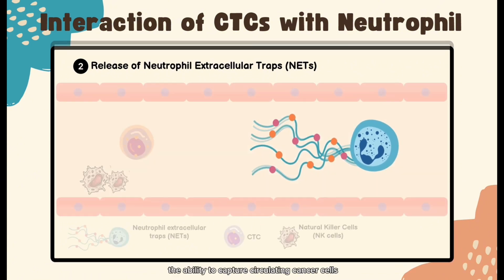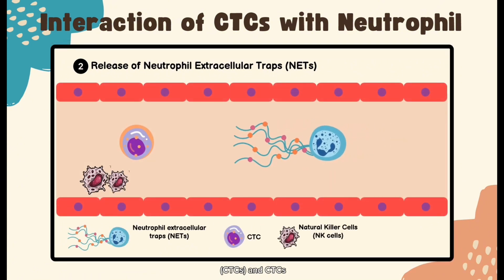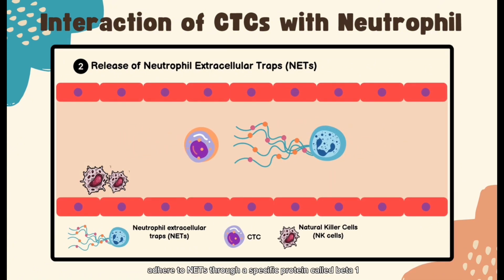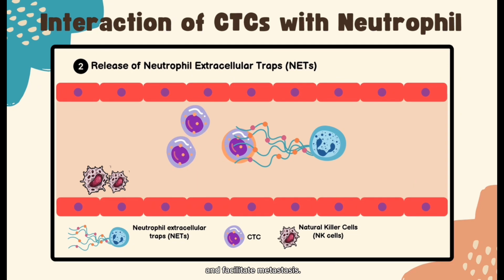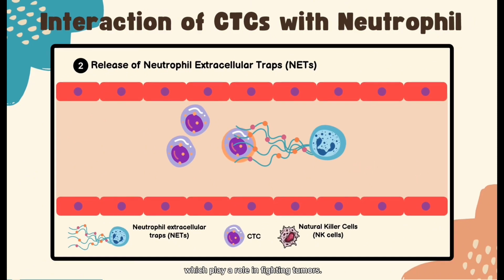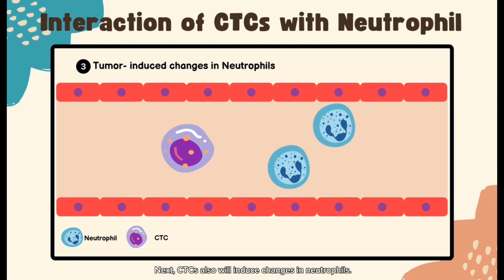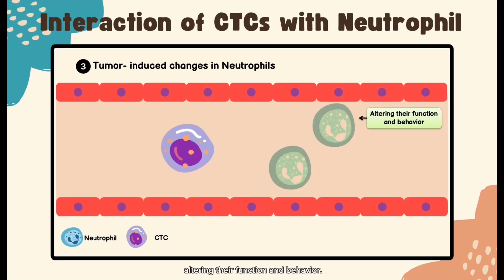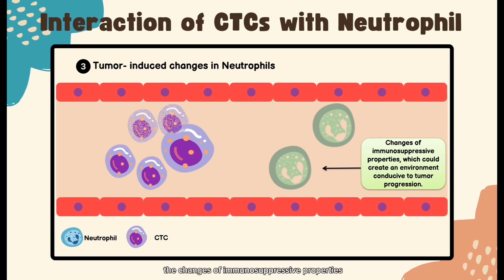These NETs have the ability to capture circulating cancer cells, CTCs, and CTCs adhere to NETs through a specific protein called beta-1 integrin. Moreover, NETs can wake up dormant cancer cells and facilitate metastasis. NETs also can suppress the activation of various immune cells, including natural killer (NK) cells, which play a role in fighting tumors. Next, CTCs also will induce changes in neutrophils. Tumor cells will induce phenotypic changes in neutrophils, altering their function and behavior. These changes may include changes of immunosuppressive properties, which could create an environment conducive to tumor progression.